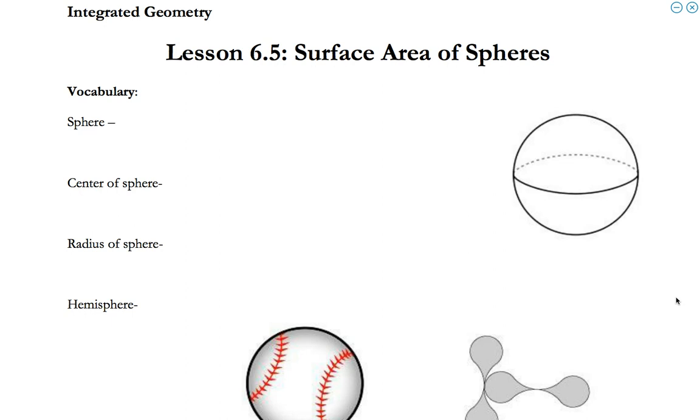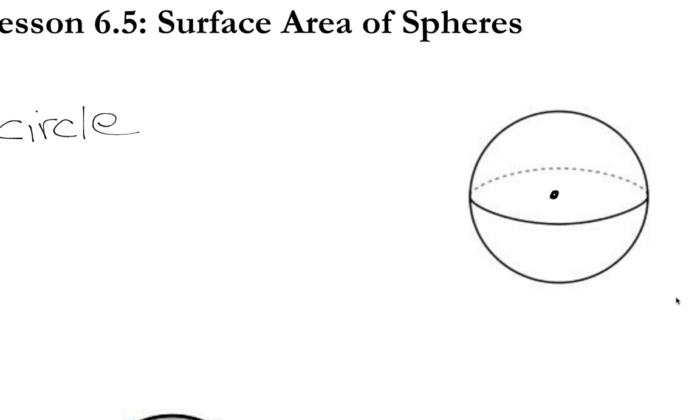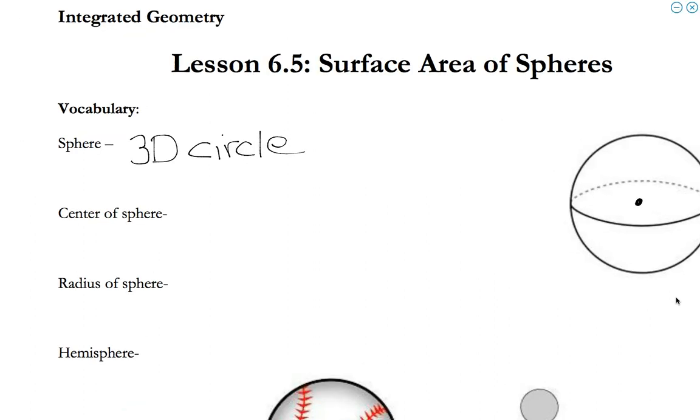So a sphere, we're going to define it simply as a three-dimensional circle. There's a much more formal definition, but that's just kind of how we like to think of it. The center of the sphere, it's the same distance from any point on the surface.